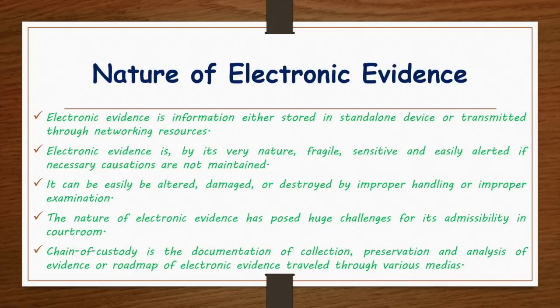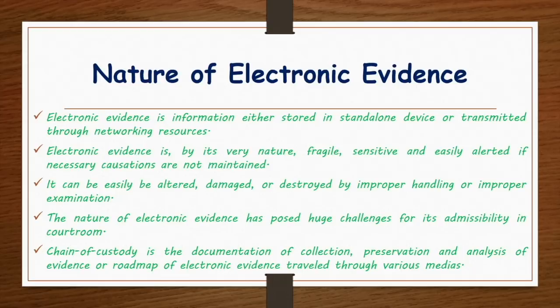Now electronic evidence by its very nature is fragile, sensitive, and easily altered if necessary cautions are not maintained. We see that year after year, when electronic evidence is adduced before the court, the opponent raises this point, that electronic evidence is fragile and sensitive and easily altered, so the court cannot rely on electronic evidence. This is a normal averment regularly made by the party in opposition.